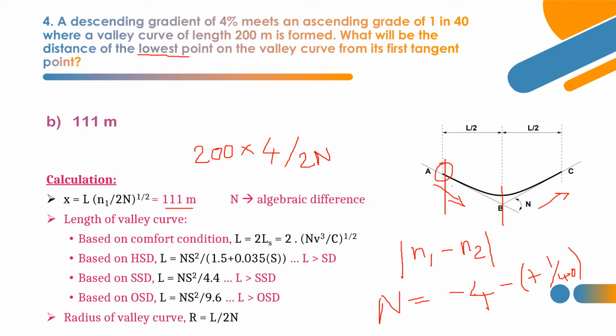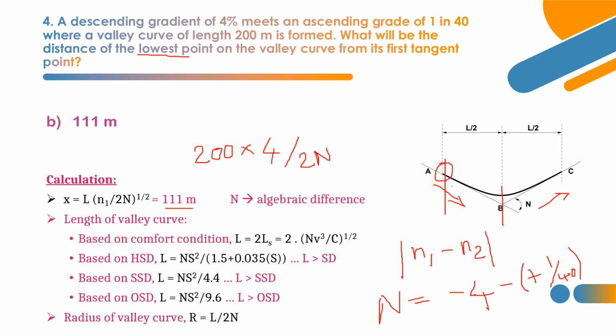That is nothing but the distance of the lowest point on the valley curve from its first tangent point. X is given by x is equal to L into n1 by 2 capital N, or we can say root of n1 by 2N. Now let's see more about a valley curve.